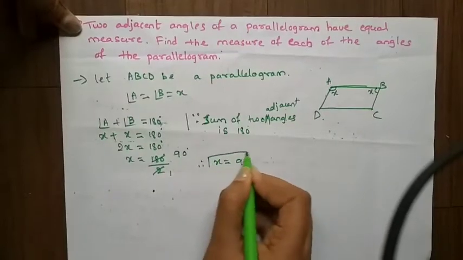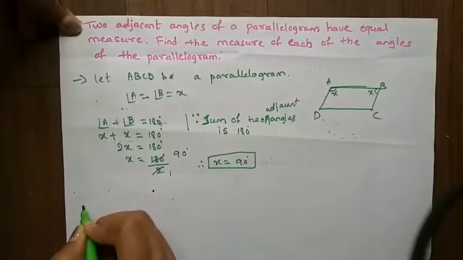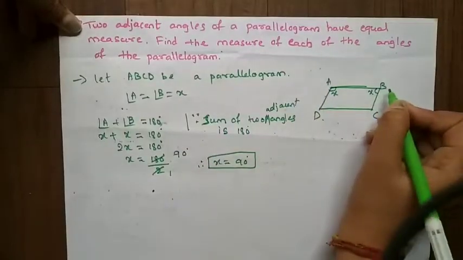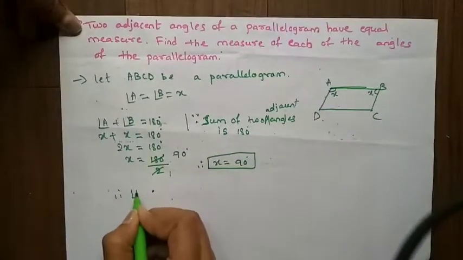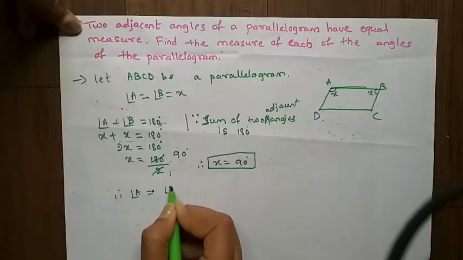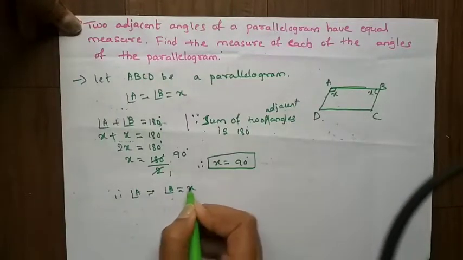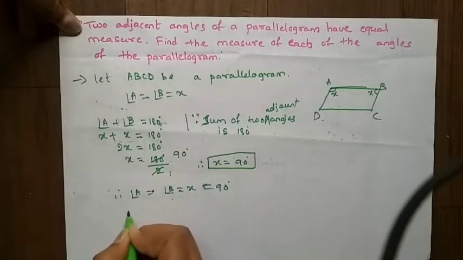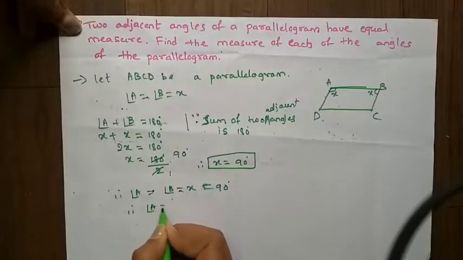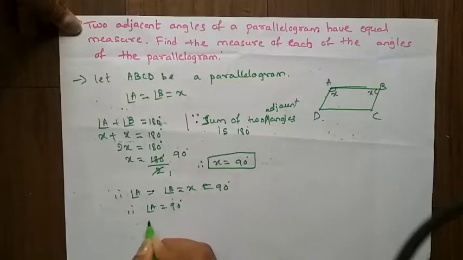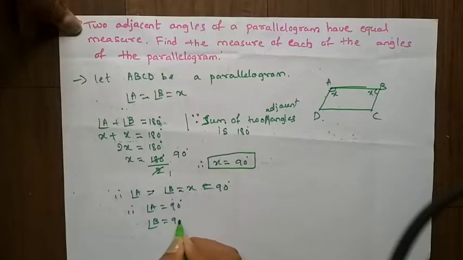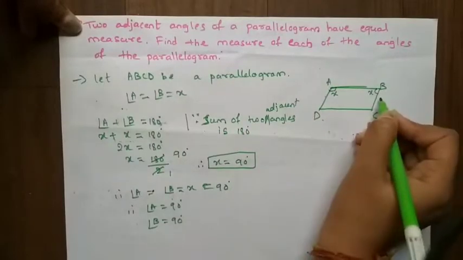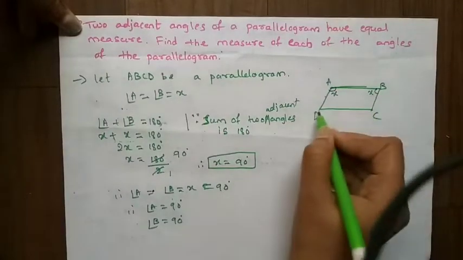Therefore, the value of x is how much here? 90 degrees. But the A and B values are in the form of x. So right here, therefore, angle A is equal to angle B is equal to x. But x is how much here? 90 degrees. Therefore, angle A is equal to 90 degrees, angle B is equal to 90 degrees. Next we have to calculate angle C and angle D.